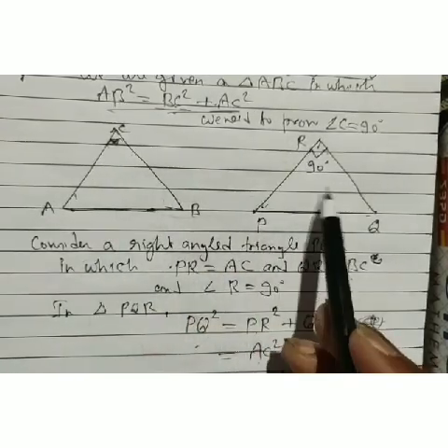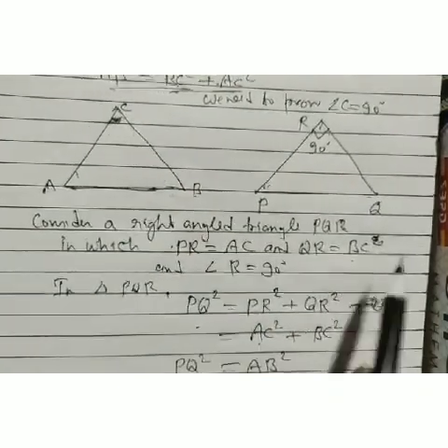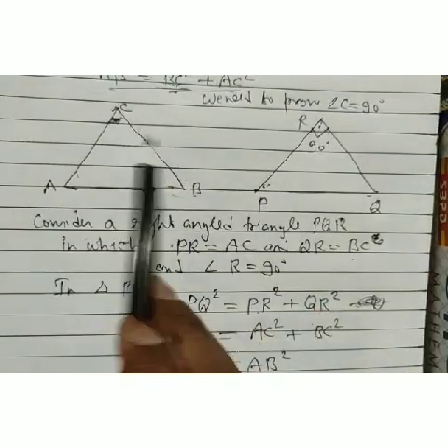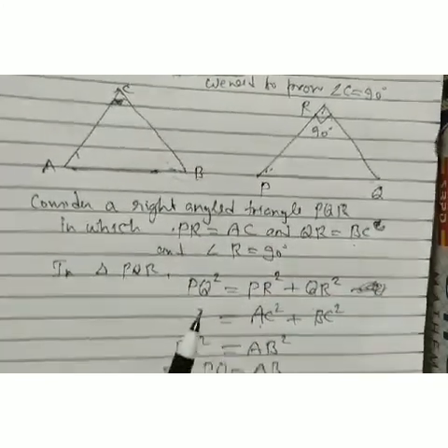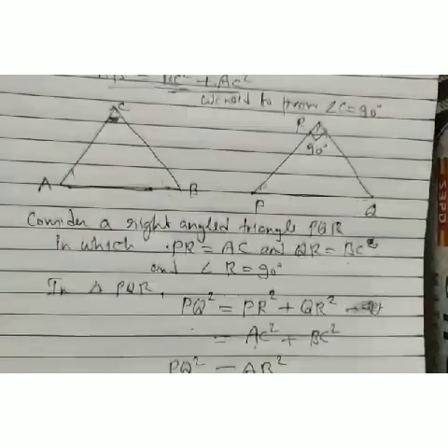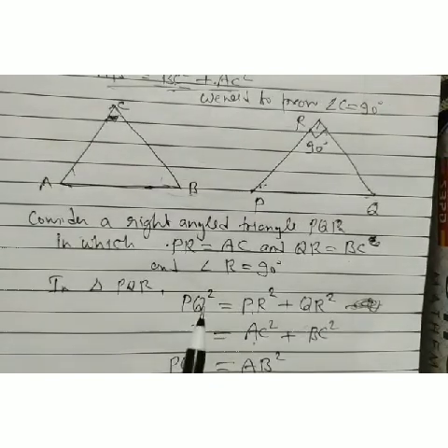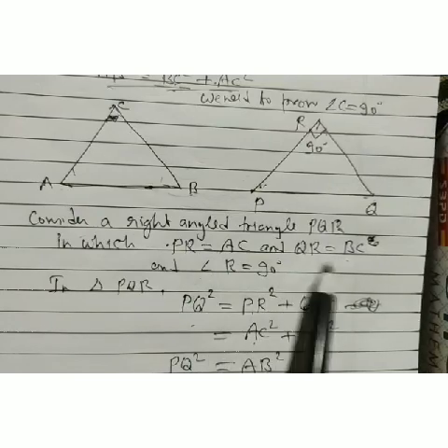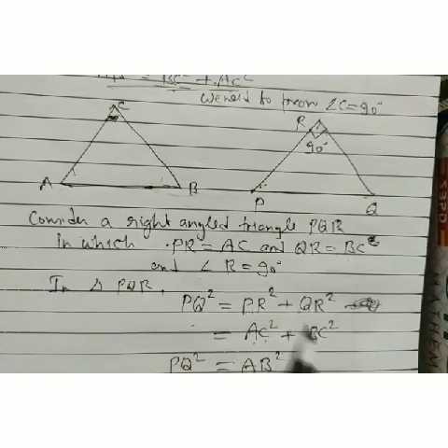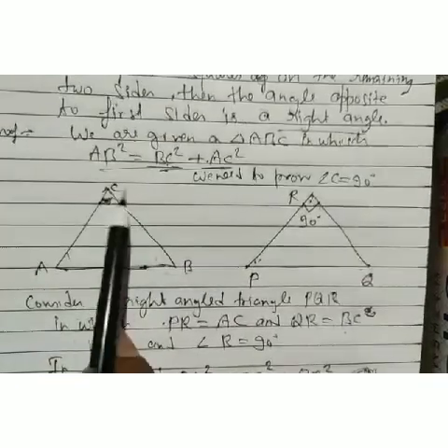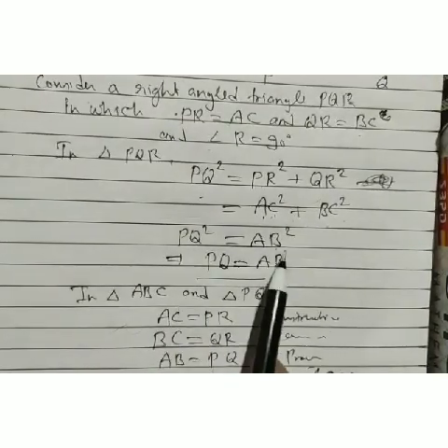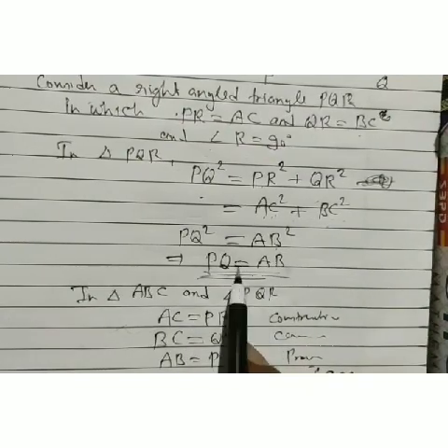Then we consider a right angle triangle. We draw a right angle triangle PQR such that the length of PR equals the length of AC and the length of QR equals the length of BC. Then angle R is 90 degrees. In triangle PQR, we apply the Pythagoras theorem: PQ square equals PR square plus QR square. But PR is AC and QR is BC, so we get AC square plus BC square. But the value of AC square plus BC square is given as AB square, so we change it to AB square. After solving, PQ square equals AB square. Then we get PQ equal to AB.